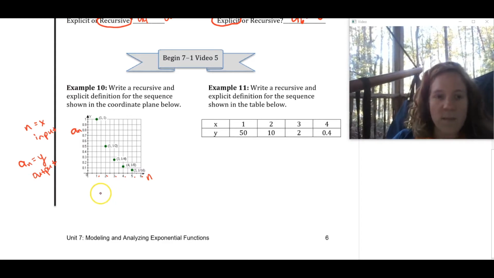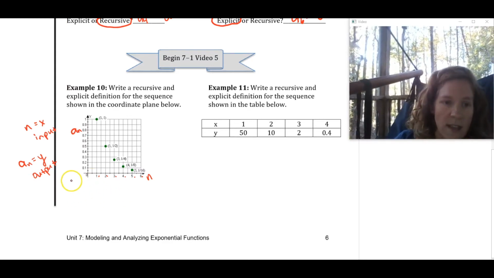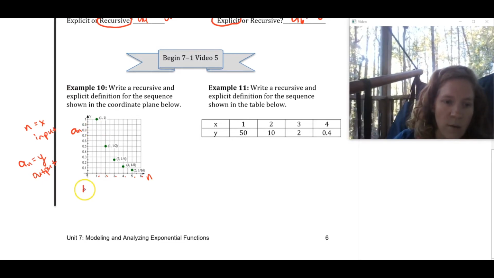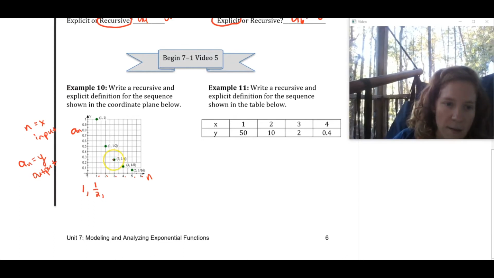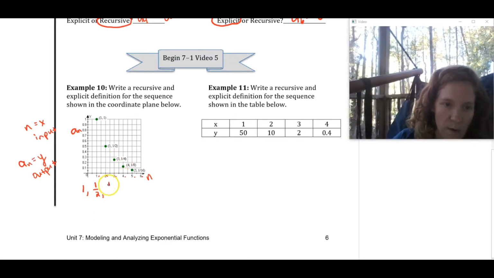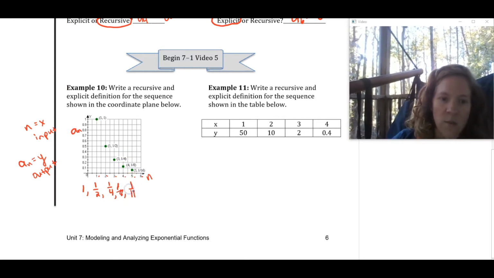They're the term values. So if I were listing out this sequence, my first term has a value of 1. My second term has a value of 1/2. My third term is 1/4. My fourth term is 1/8. And then my next term is 1/16.